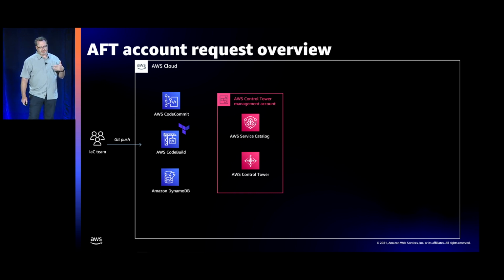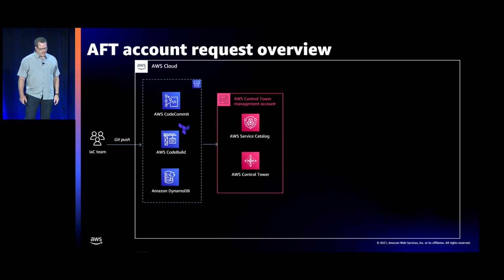So DynamoDB gives us some robustness there. Plus we'll talk a little bit later on about how you can use that to your advantage for some of the customizations that you may have to do where you have certain metadata that's specific to your type of guardrails. From there, we push it into and we call Service Catalog. Service Catalog contains a product for account provisioning. This is where the standard comes in.